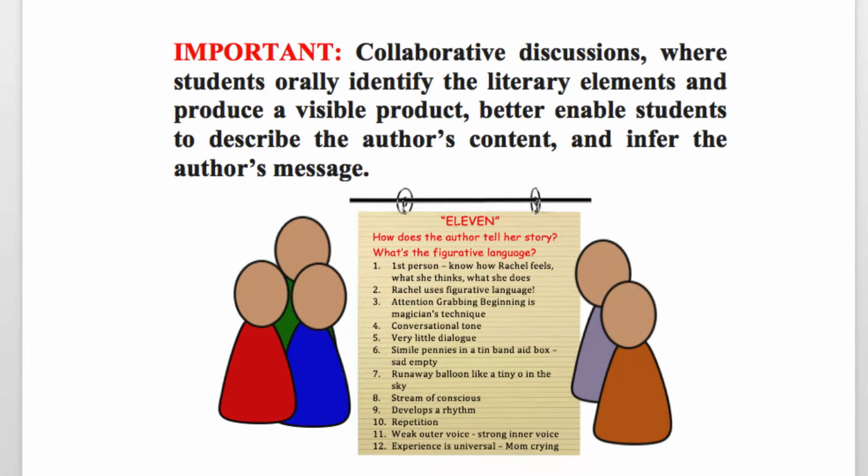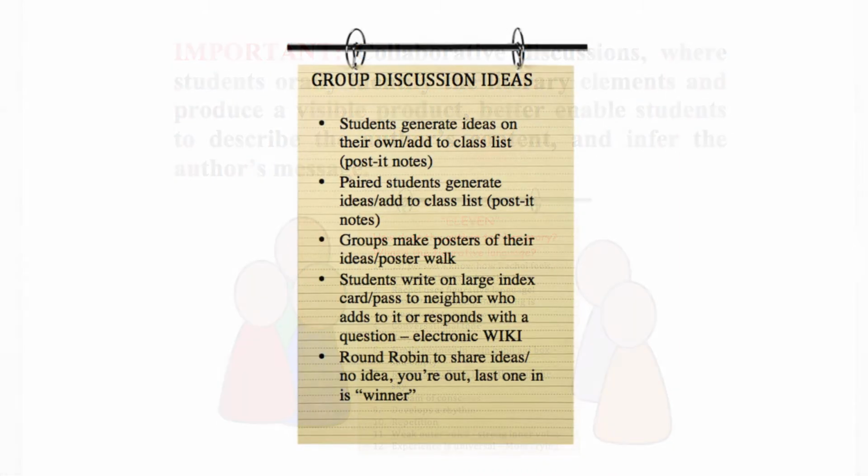It's important to take time to share, talk about, and display the notes students have taken after each read. Studies show that collaborative discussions, where students orally identify the literary elements and produce a visible product, better enable students to describe the author's content and infer the author's message. Here are some ways to start a discussion after each read. Be sure to have a class example of the work public for students to access.